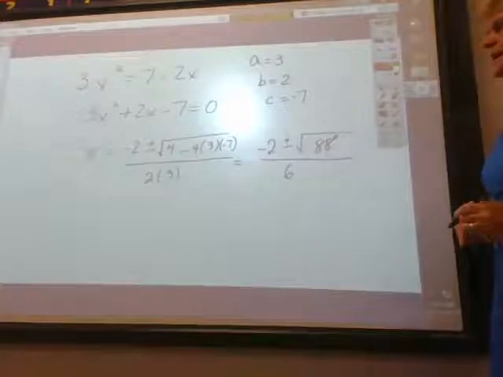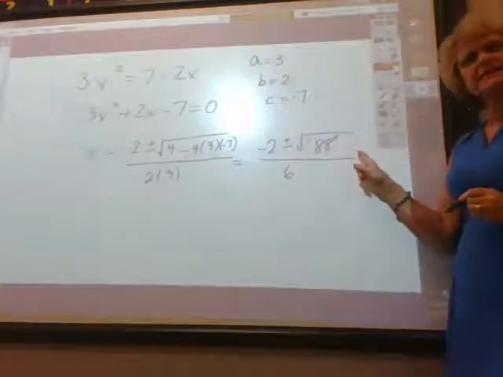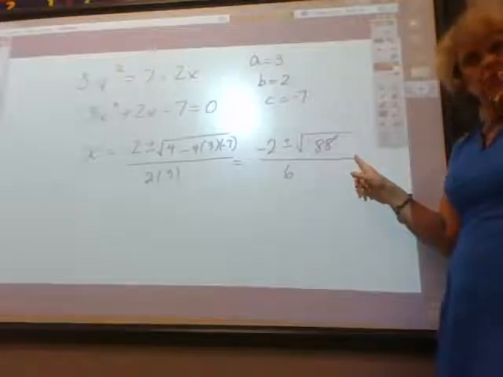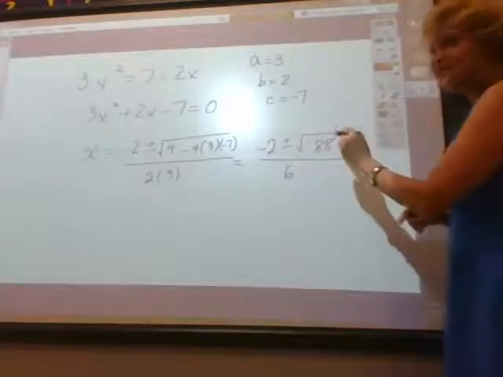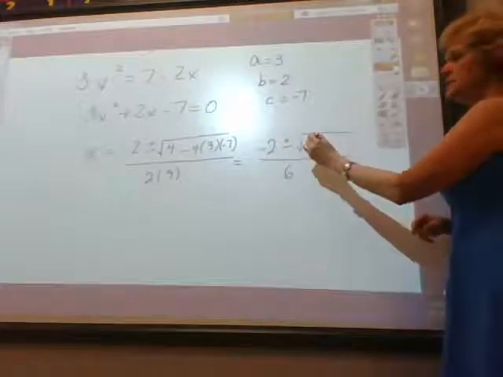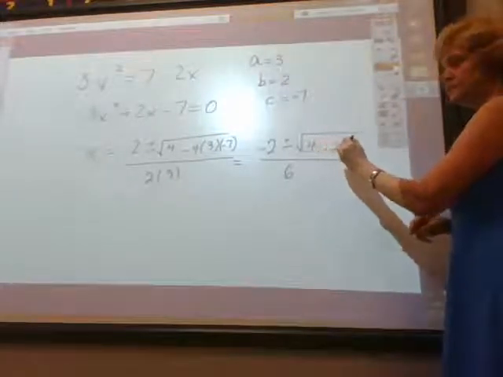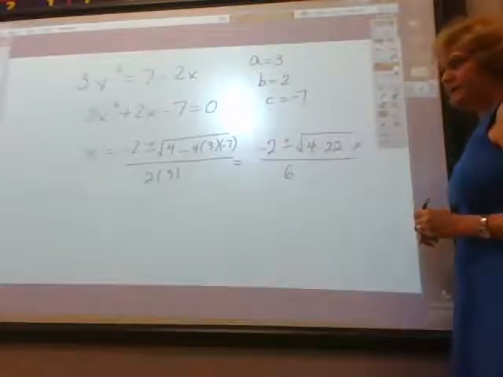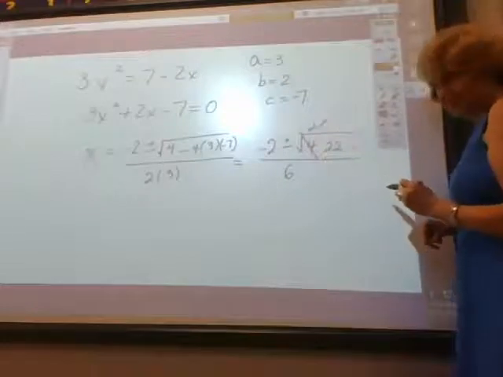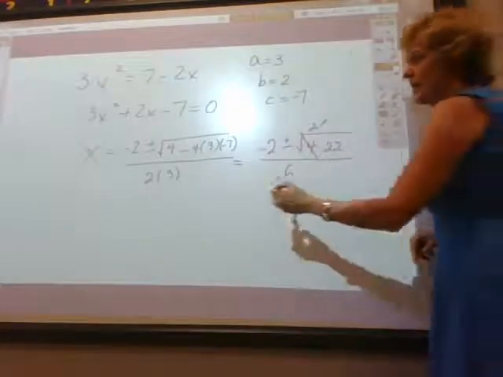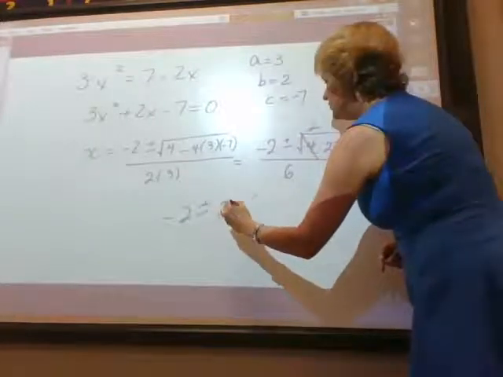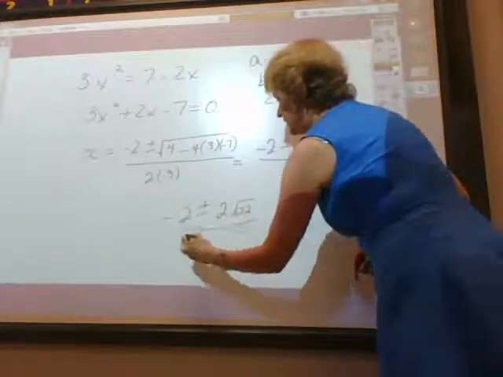Now, 88. Does that have any perfect square factors that I could simplify? Oh, yes, it does. 4. You're right. So let me simplify that. Let me erase 88, and I'm going to write 4 by 22. Okay. So what comes out? A 2. Good. So we have negative 2 plus or minus 2 radical 22 over 6.